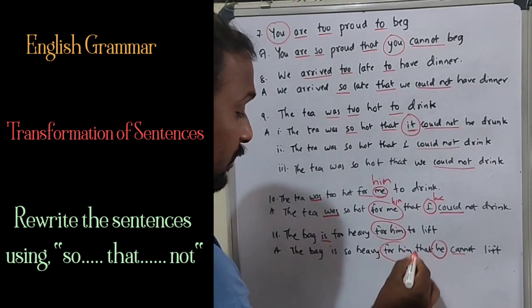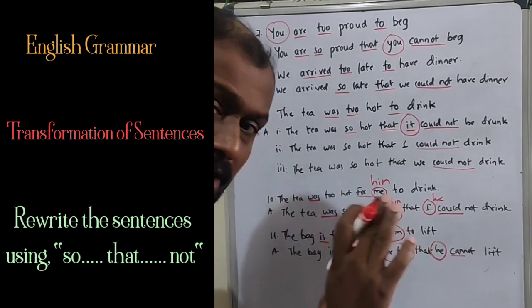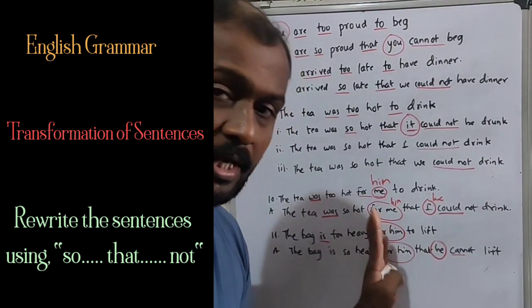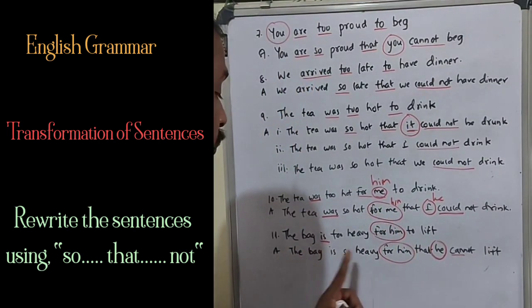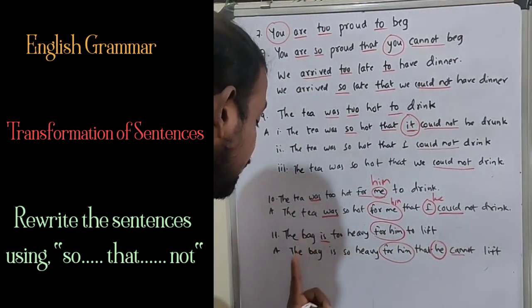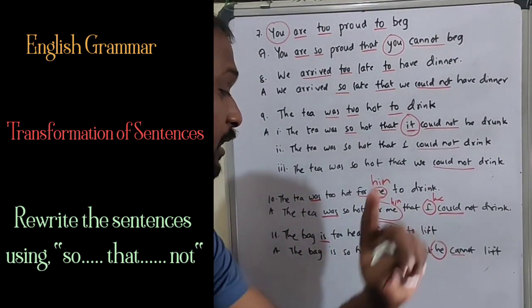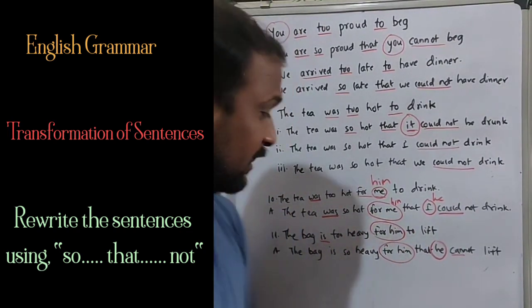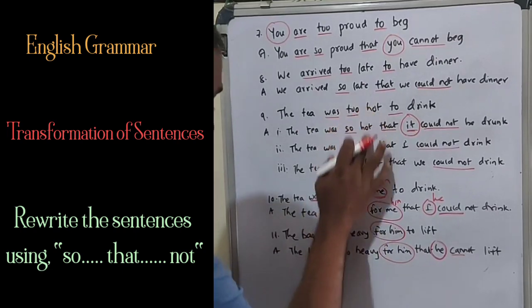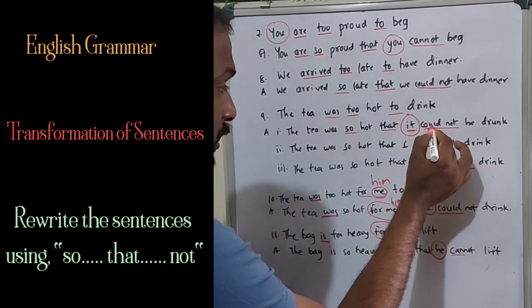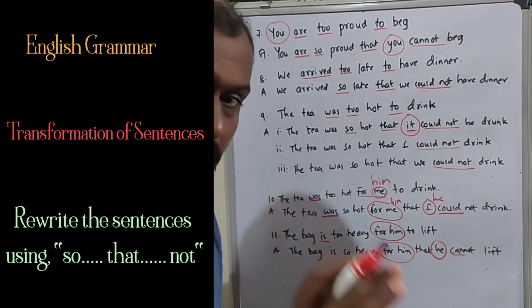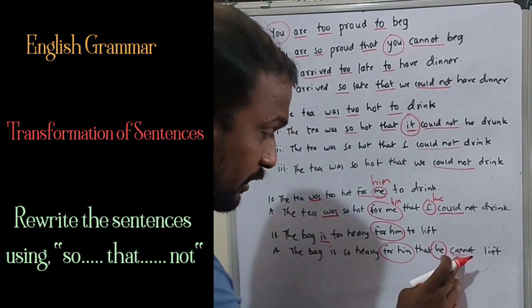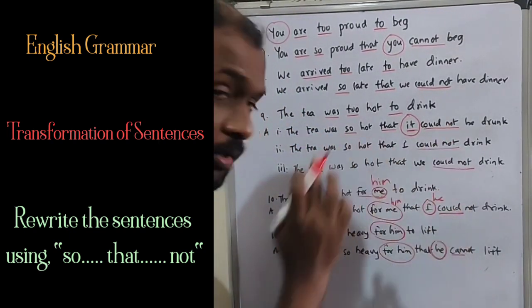You can omit "for him" if you want. In the question let it be, whereas in the answer you can omit this. The bag is so heavy for him that he cannot lift. Or you can write: the bag is so heavy that he cannot lift. In these three cases, I have not changed could and can. I told you, in case of present tense use cannot, in case of past tense use could not.